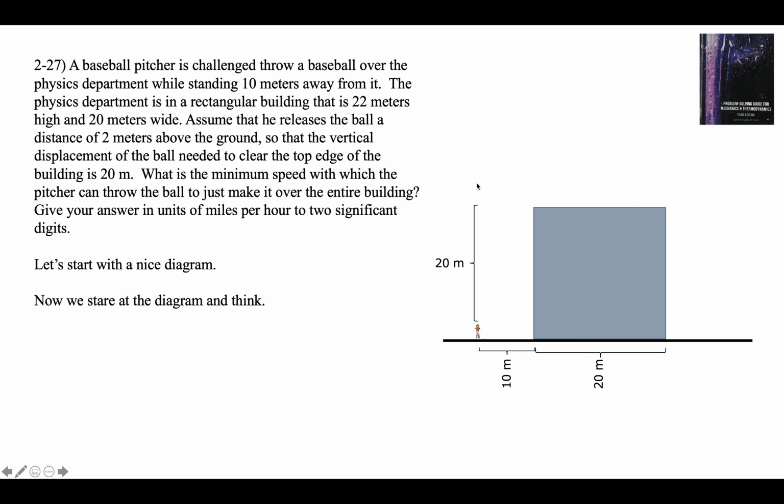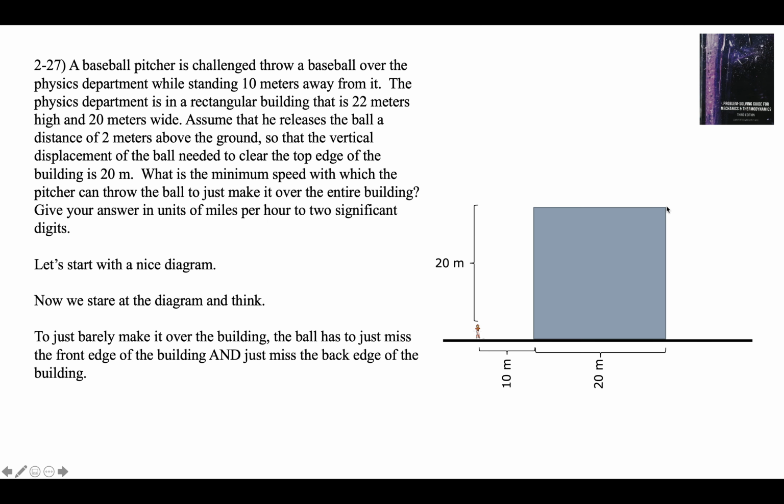So now we have to think. What's going on here? Minimum speed to just make it over the entire building. If it's going to be thrown at the minimum speed, it seems like it's got to just miss this edge and just miss this edge. So let's put the trajectory of the ball in there. Something like that. Okay, gravity's pulling it down the whole time, accelerating it downward at 10 meters per second every second.